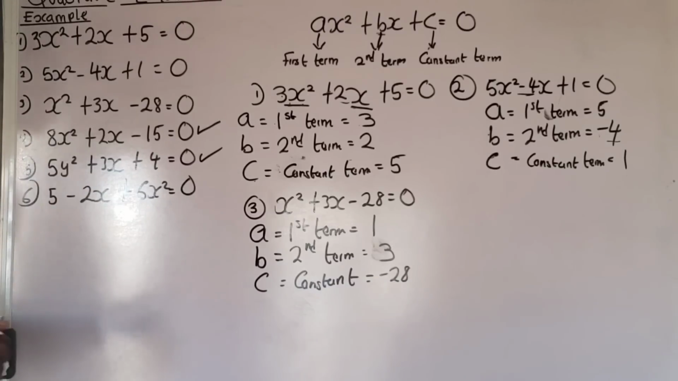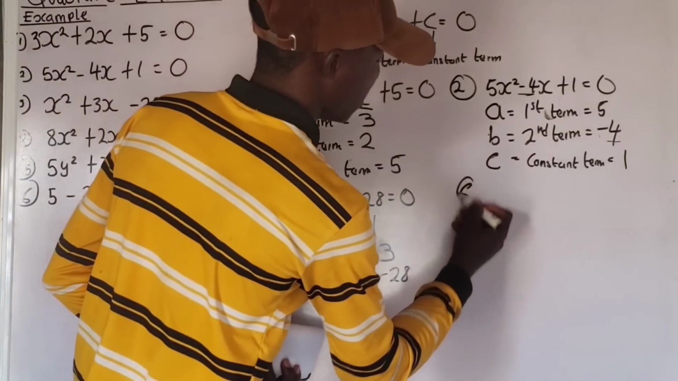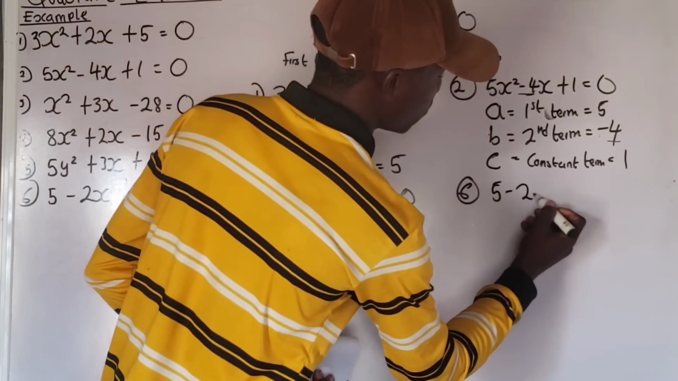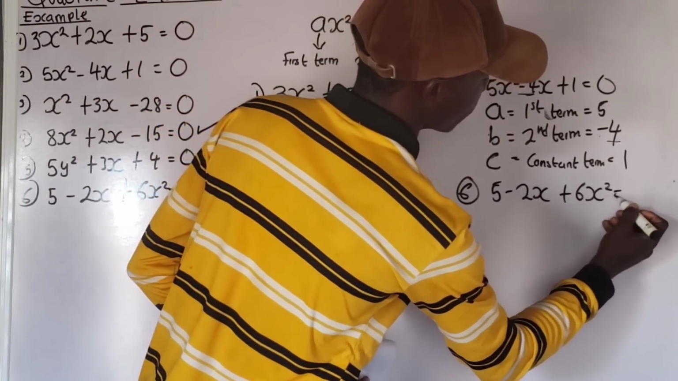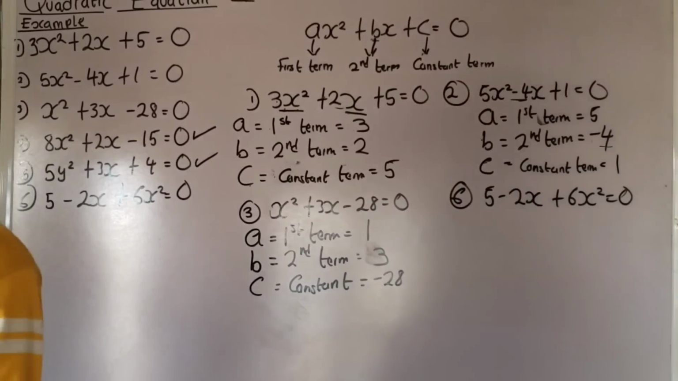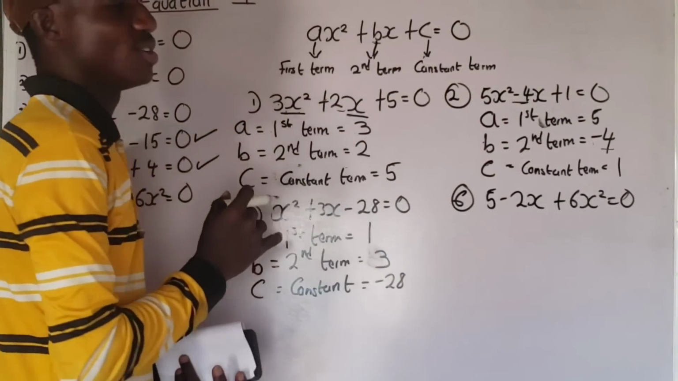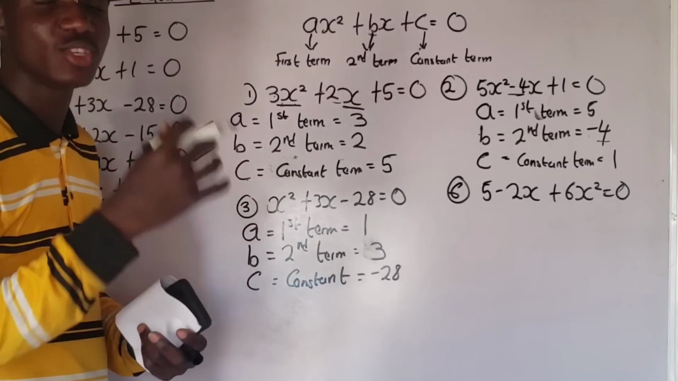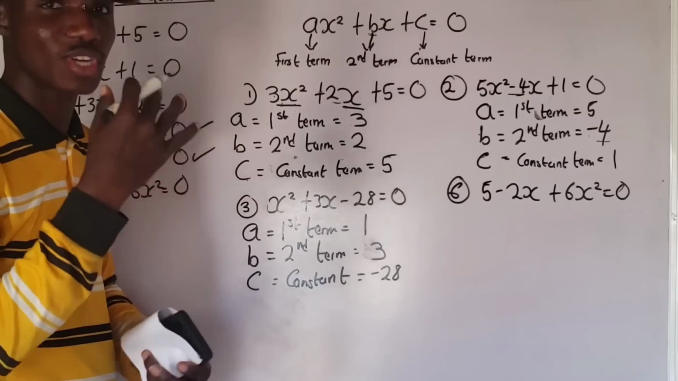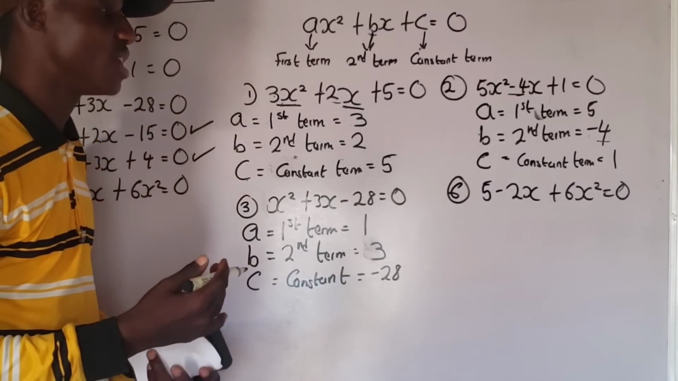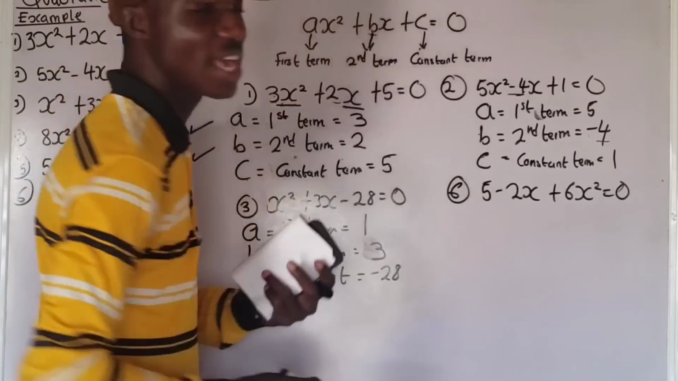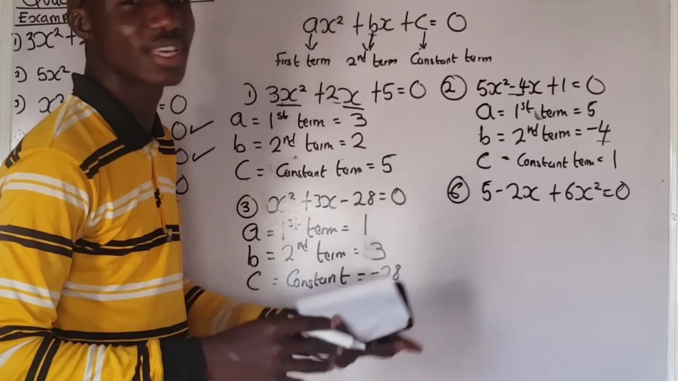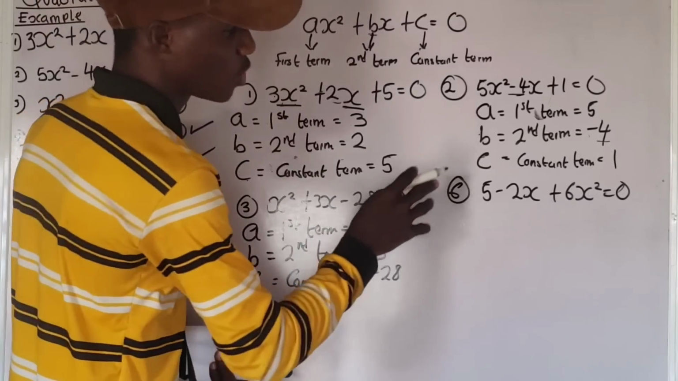Now, I'm going to do question 6. Okay? Now, question 6. We have 5 minus 2x plus 6x squared equals 0. All quadratic equations might not be arranged like this. You understand? They might not be arranged like this, but just note the highest power of the unknown. Immediately you note that, that will tell you maybe it is a quadratic equation or any other form of equation. Are you paying attention? Now, because the highest power of this unknown in this equation is 2, that means that this is a quadratic equation.